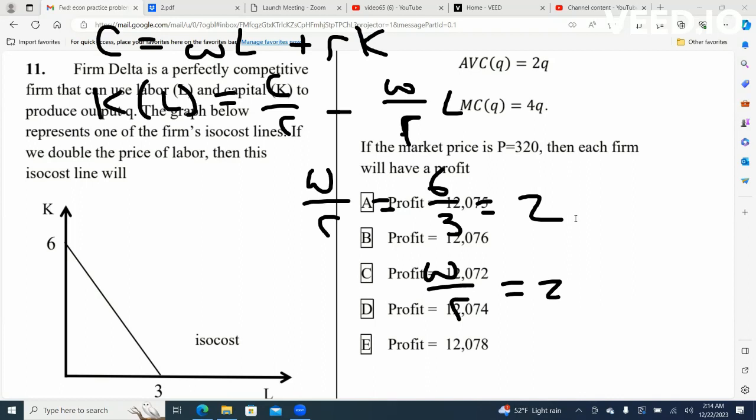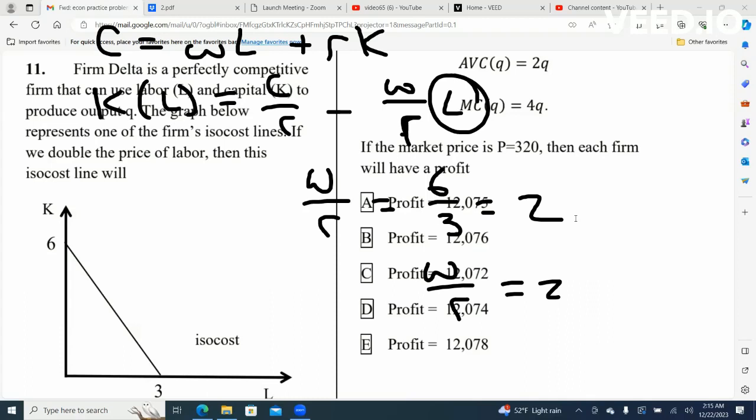So what do they say? If we double the price of labor, remember what this is. Remember what they say about a regression line. I know it's not probability statistics, but if you plug in X, how does that affect the Y? The slope is what's going to happen. They're just saying labor is X, so we plug in an X. What happens if we double the L that we plug in?